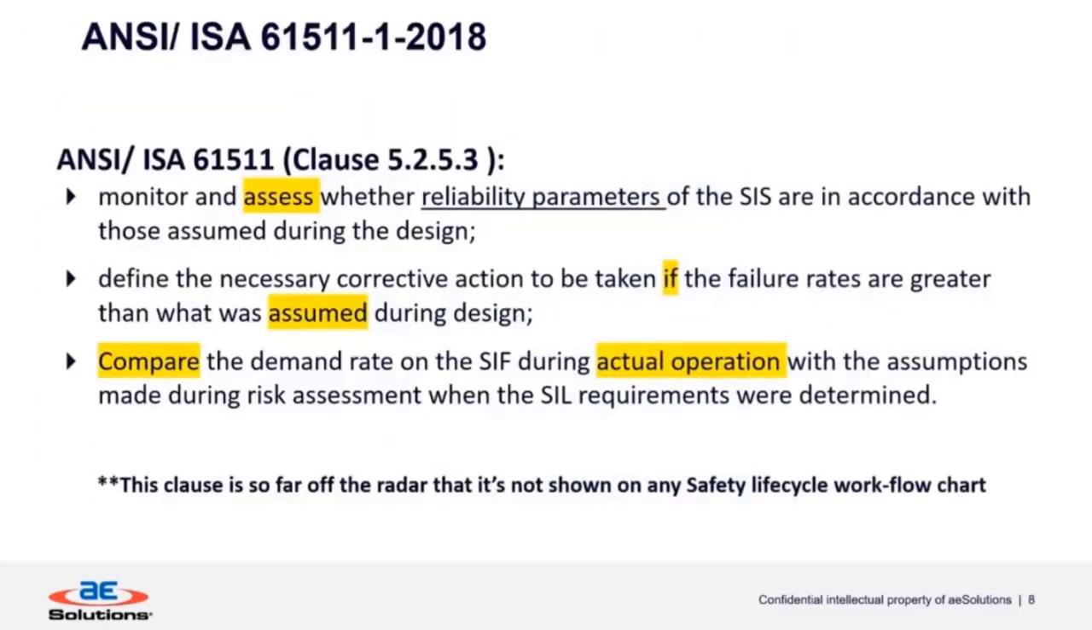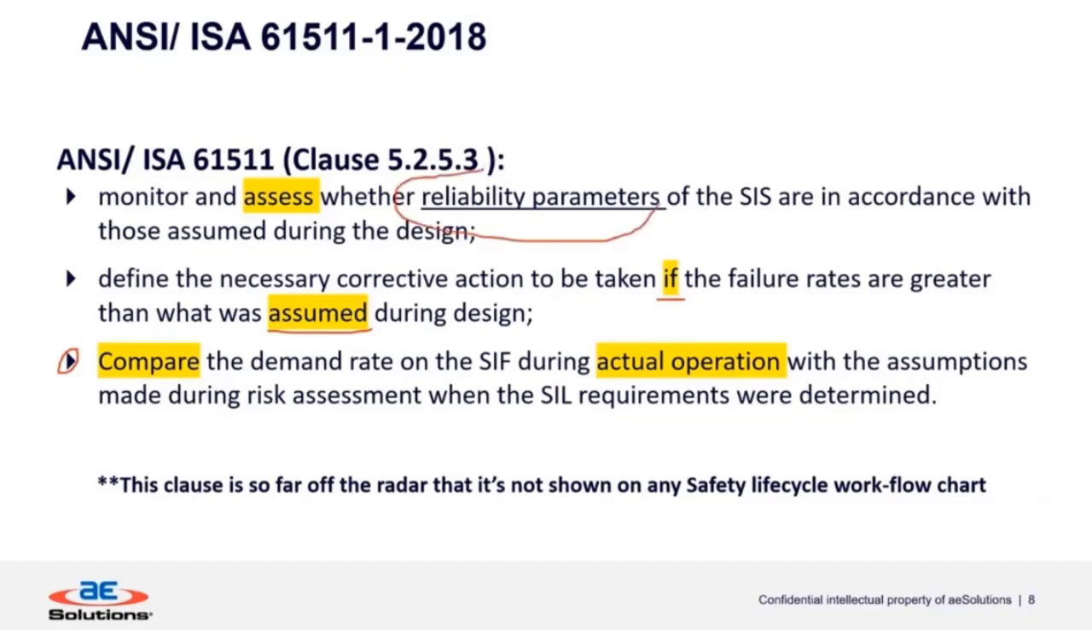All right, so this is the standard, and this clause has been there for a long time. It asks us to assess whether the reliability parameters of our system are in accordance with those assumed during design. It asks us to compare. This one's talking about demand rates. The third bullet down here is asking us to compare demand rates. And it's even asking us if the failure rates are greater than what was assumed during design. Well, gosh, how are you going to figure that out? And so this is actually the standard requiring us to do this.